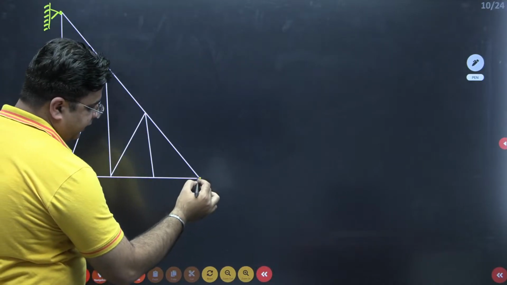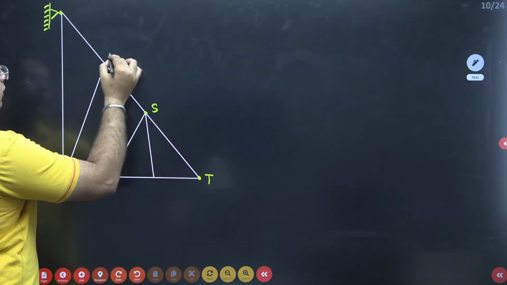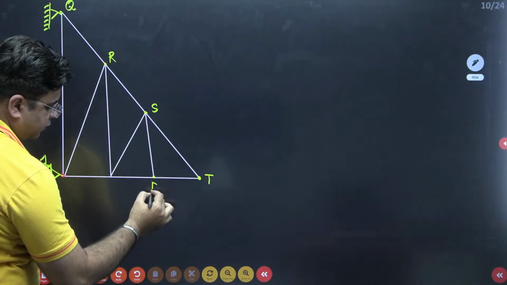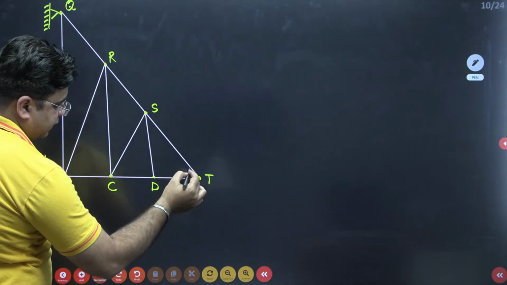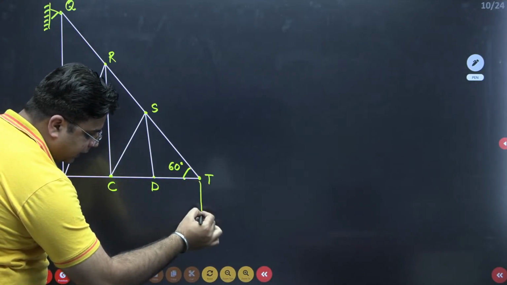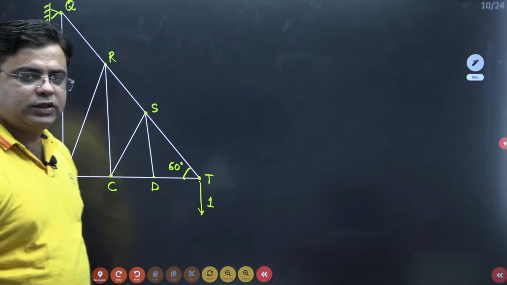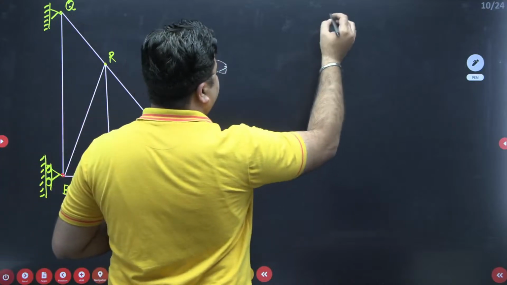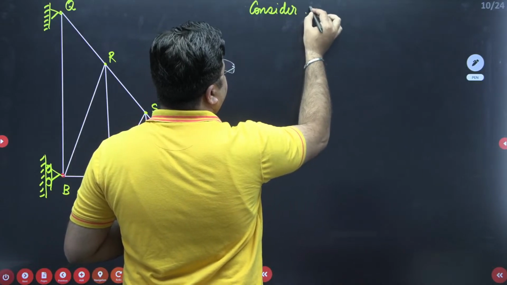So this is my point T, this is S, this is R, this one is Q, this is D, this is C, this is B. This angle is 60 degrees. Okay. So I'll apply a unit load at T, and that is a vertical unit load, right? Because I want the vertical deflection of this joint T. So again, consider this joint T and take the summation of horizontal and vertical forces. So considering joint T.